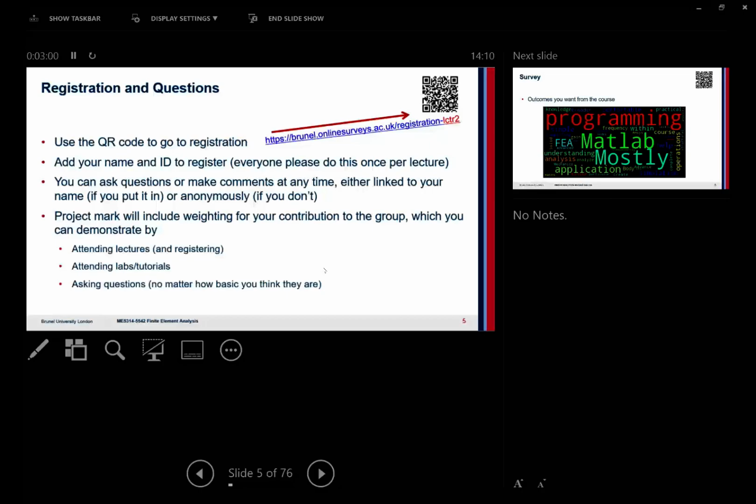I've adjusted it slightly. It now says what's good, what's bad. So feel free to say, again, I noticed a few people said too fast. Please keep feeding that back. If enough people feel we're going too fast, I'll try to slow down, obviously within the bounds of what we need to cover for the course.